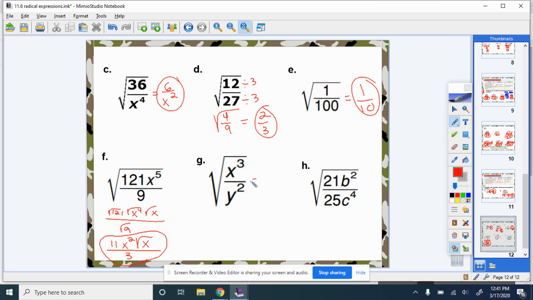For g, let's break up the numerator into root x squared and root x. The denominator is already a perfect square. I know the square root of x squared is x, and I don't know anything else to do with this root x, and that's all over y. For h, I can't really break up 21, but I do know the square root of b squared is b. The bottom, I know the square root of the whole thing. The square root of 25 is 5. The square root of c to the fourth is c squared.